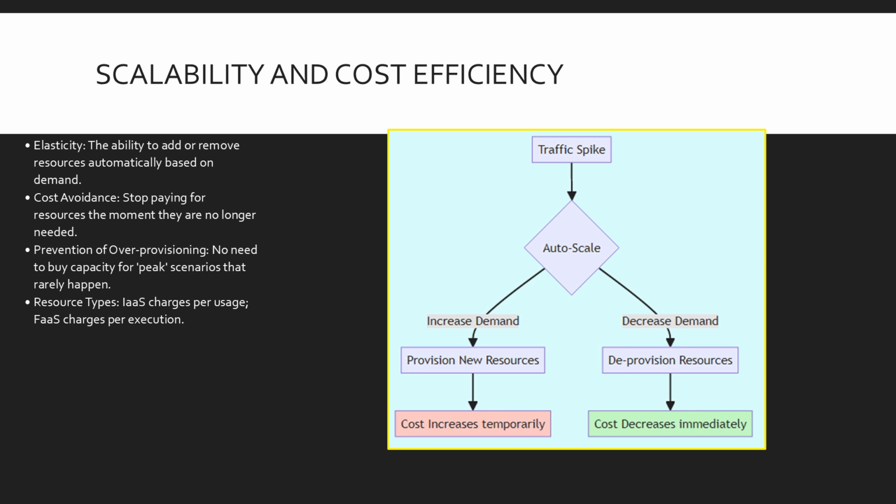Different services offer different efficiencies. For example, function as a service, FaaS, charges only when code is actually executing, maximizing cost effectiveness. This diagram demonstrates the elasticity of the cloud. When a traffic spike occurs, the autoscale logic triggers. If demand rises, it provisions new resources, leading to a temporary cost increase. Crucially, when demand falls, it deprovisions resources, leading to an immediate cost decrease. This dynamic adjustment prevents the waste inherent in static infrastructure.